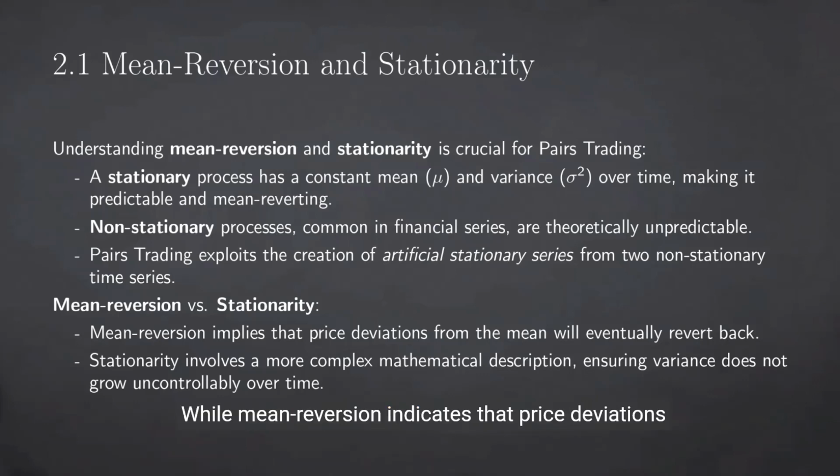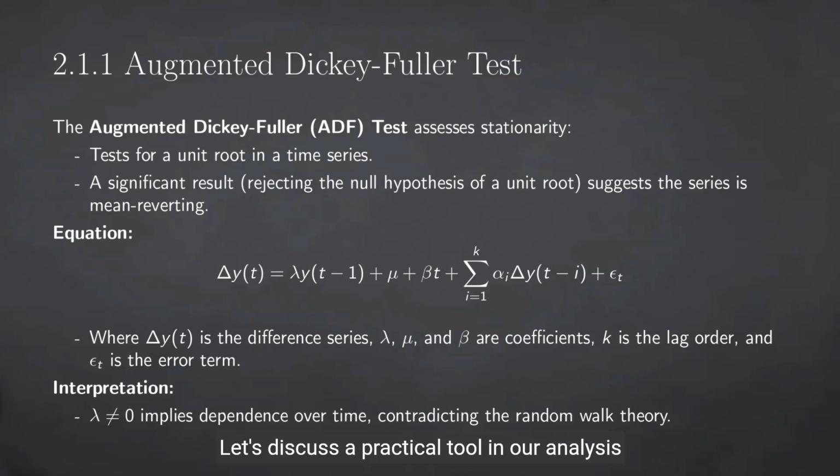While mean reversion indicates that price deviations will eventually revert back to the mean, stationarity involves a broader mathematical framework that ensures the process's variance does not expand endlessly over time. Let's discuss a practical tool in our analysis toolkit, the Augmented Dickey-Fuller, or ADF test, which is pivotal for assessing if a time series is stationary. It specifically tests for the presence of a unit root. If found, the series is likely non-stationary.